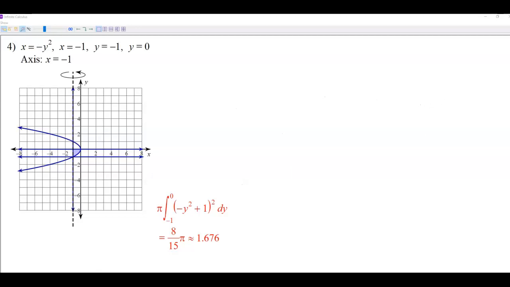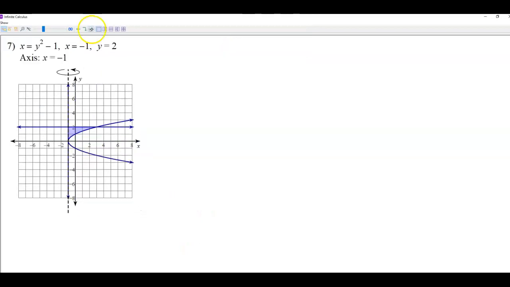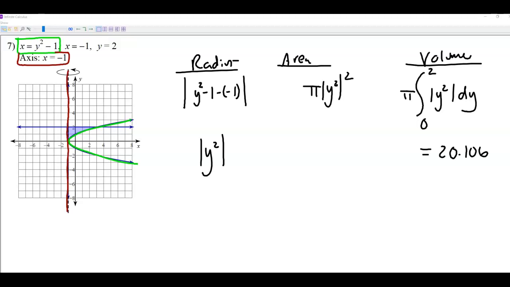All right, so we'll let you guys go ahead and try one of these where we're rotating around a vertical axis that's not the y-axis. So go ahead and try this problem here. Pause the video. When you unpause it, you'll see the solution. All right, so I'll let you guys look at that.